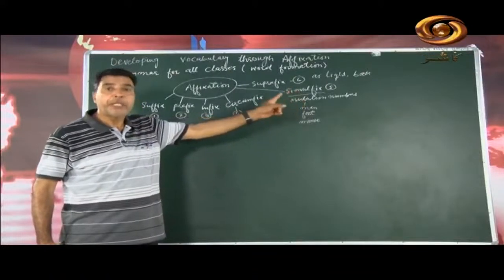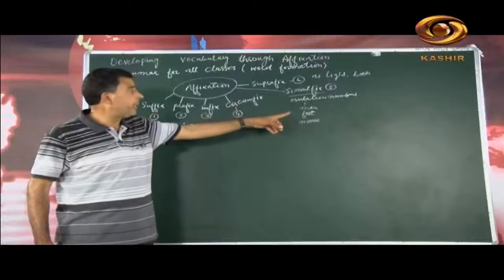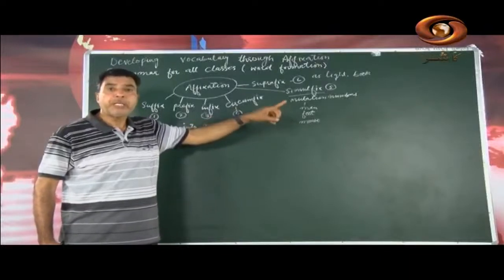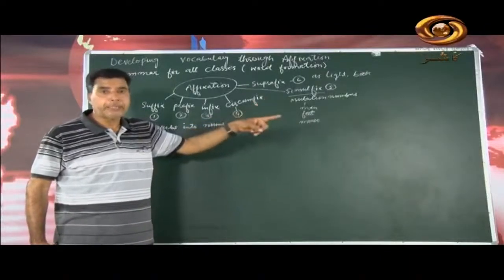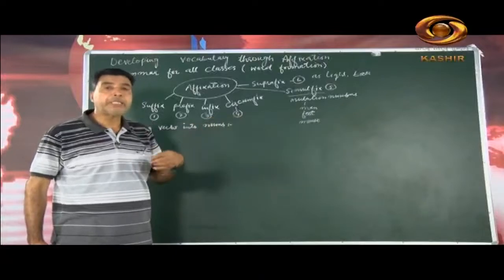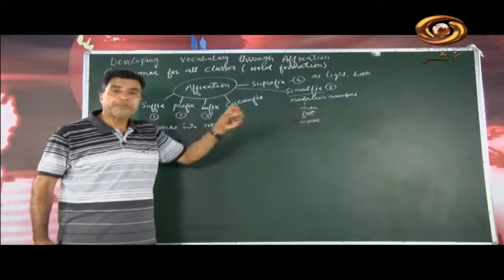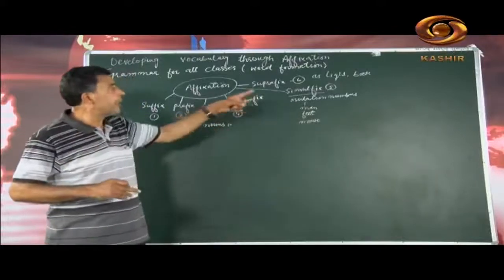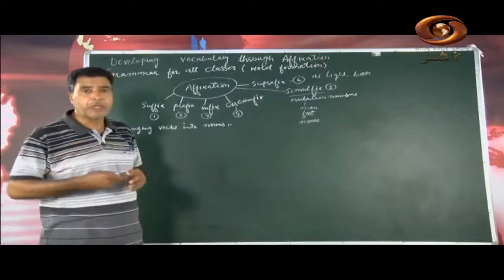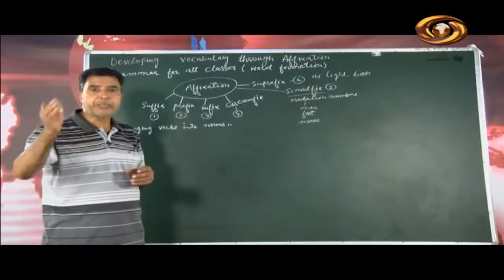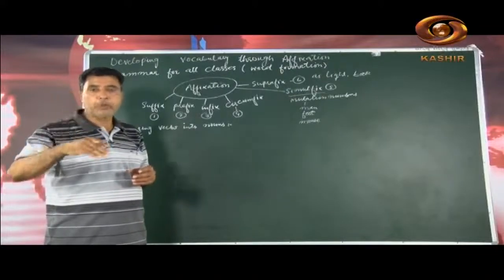We change A into E. Then foot, we add double E, we change it, that means it becomes feet. Then mouse, it becomes mice. In English this is simulfix, this is also a word formation, no doubt we change it from singular to plural.